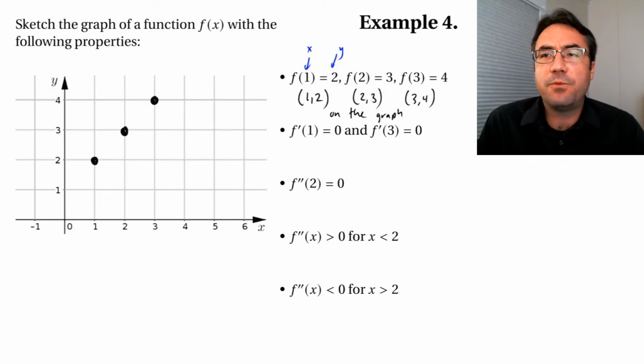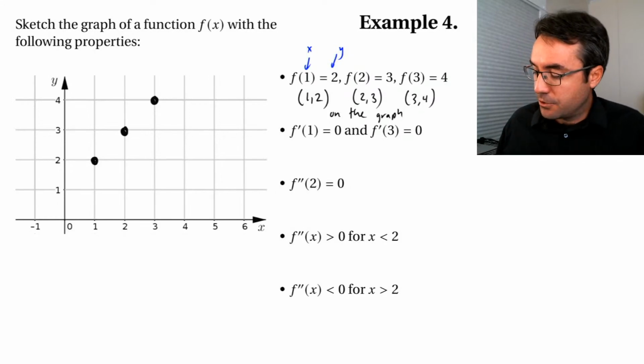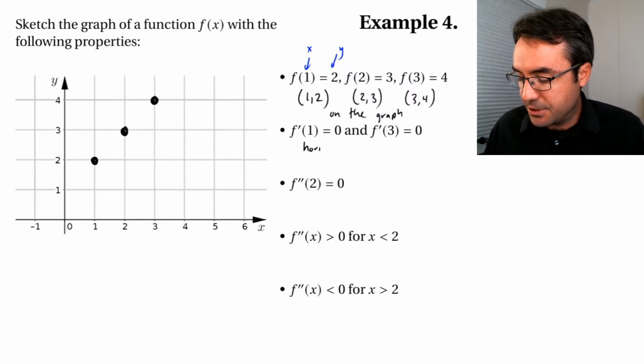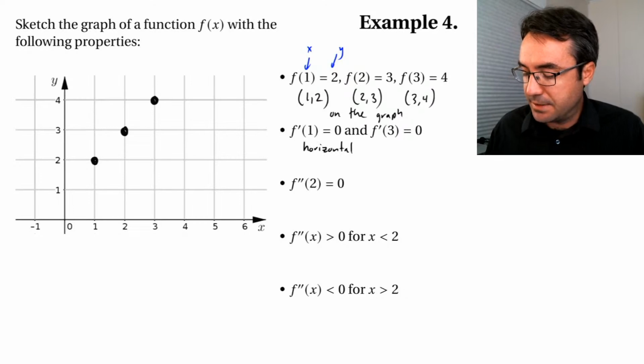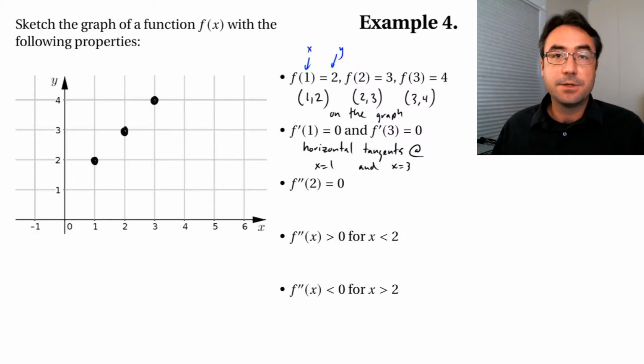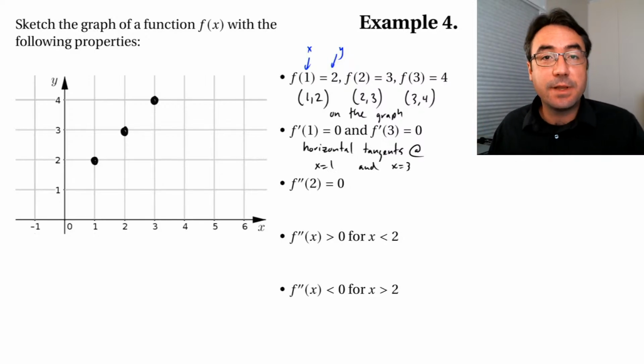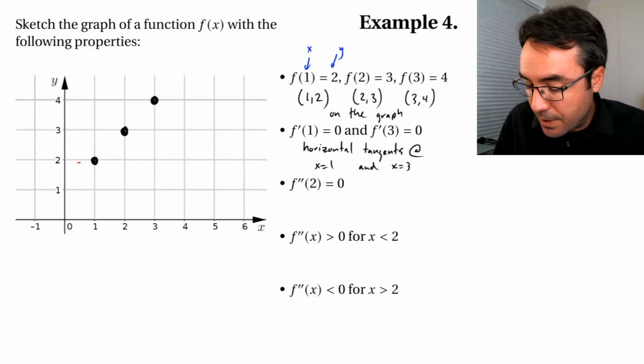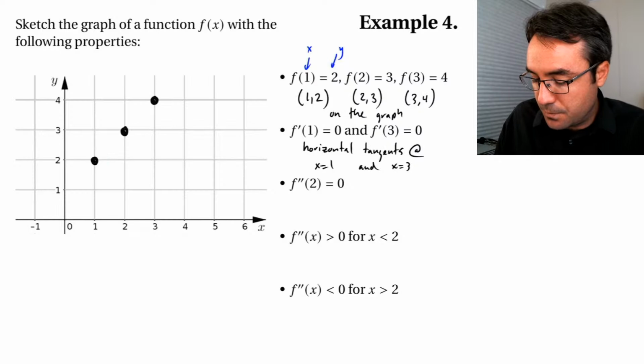Well, it says f prime of 1 is equal to 0 and f prime of 3 is equal to 0. So when our derivative is equal to 0, that means we have a horizontal tangent line. The graph flattens out at x equals 1 and x equals 3. So let's draw in horizontal tangent lines at those two points.